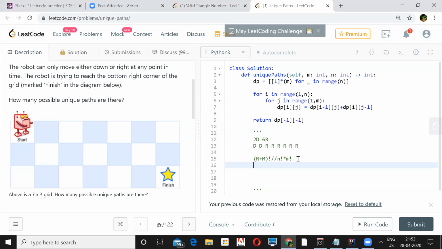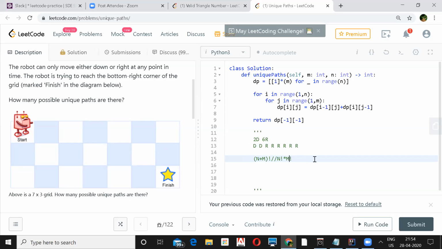I missed it. Could you explain one more time how you derived this equation? Yeah, sure. So as you can see, if we go twice down and 6 times right, you will reach your destination. Am I right? Yeah. So now if you rearrange any of these letters, like suppose if you go down once, then right, and then down once, and then keep the remaining letters the same.